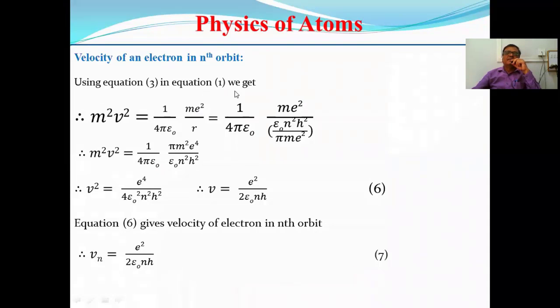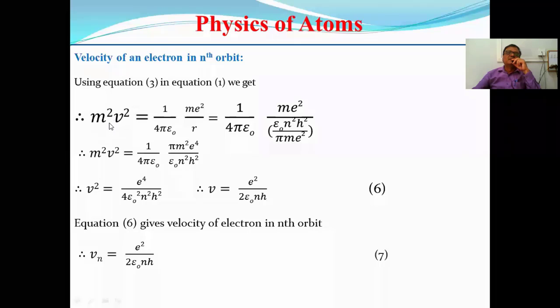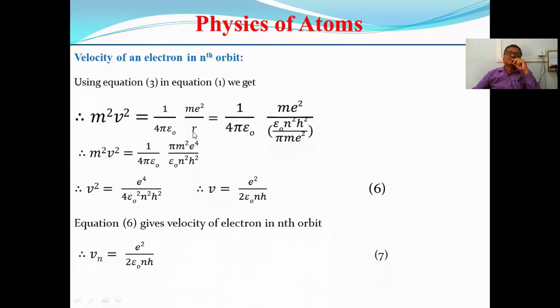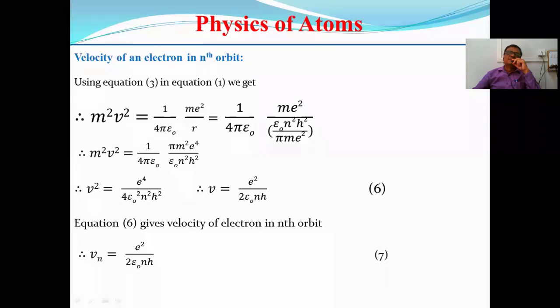Using equation 3 in equation 1, we get m square v square is equal to 1 upon 4 pi epsilon 0 m e square upon r. Here, using equation 3, we have to put the value of r. This is the r. That is equal to 1 upon 4 pi epsilon 0 m e square as it is. Only the value of r is taken, that is epsilon 0 n square h square upon pi m e square. This value. Then this equation becomes m square v square is equal to 1 upon 4 pi epsilon 0.